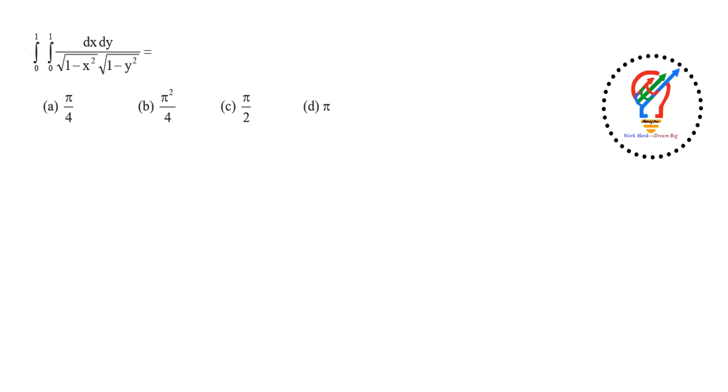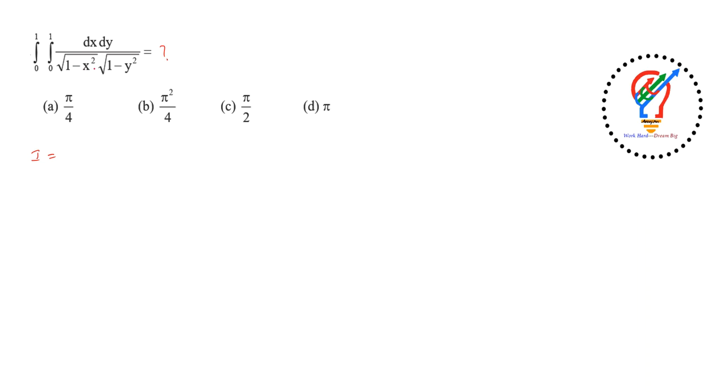Next one. The double integral of dx by square root of 1 minus x square into dy divided by square root of 1 minus y square is equal to what? So this is the question they asked. Now, so let me take I here. So I is equal to this entire part here.